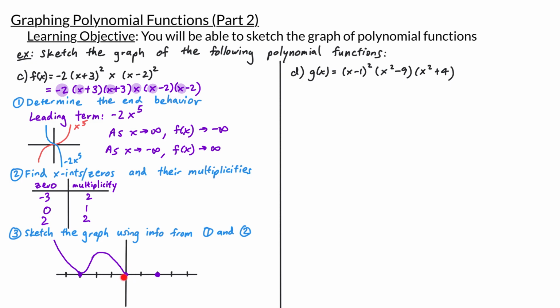Now that we're at x equals 0, we want to think, will my graph cross the x-axis or will it touch the x-axis and bounce off? And again, to determine this, we'll look at the multiplicity. At x equals 0, the multiplicity is 1, which is odd. When the multiplicity is odd, the graph crosses the x-axis. So let's draw our graph crossing the x-axis. And next we'll connect it back up to the next x-intercept.